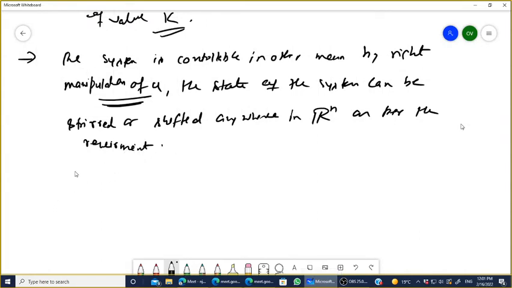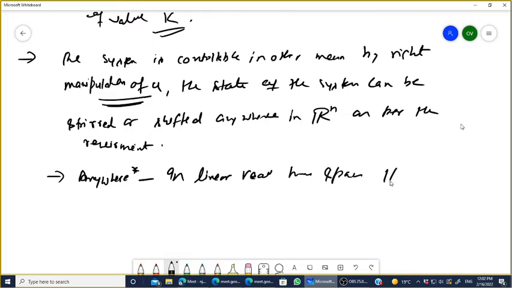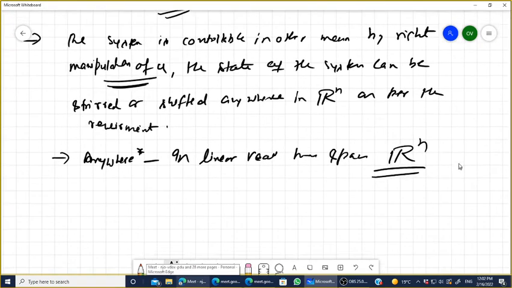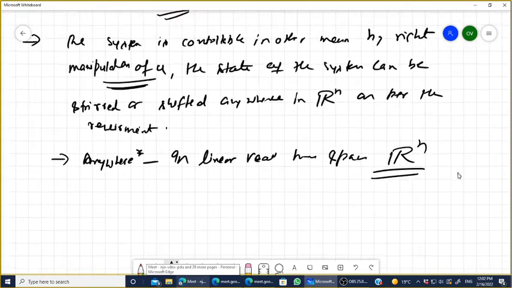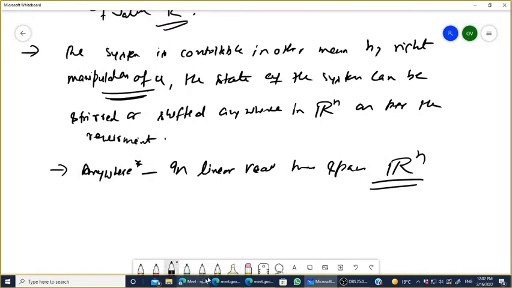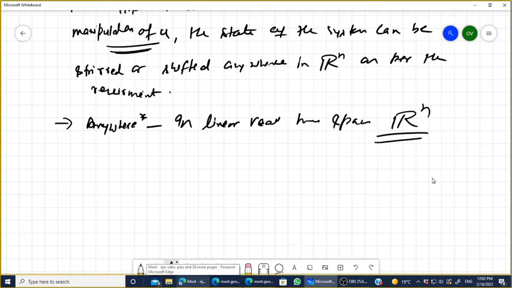Right? What do you mean by anywhere? What do you understand by anywhere? Anywhere means here in this term, in the linear real space, and the space is given by this R. तो यहाँ तक समझ में आया बेटा? थोड़ा बहुत समझ में आया? Yes, sir. Okay.